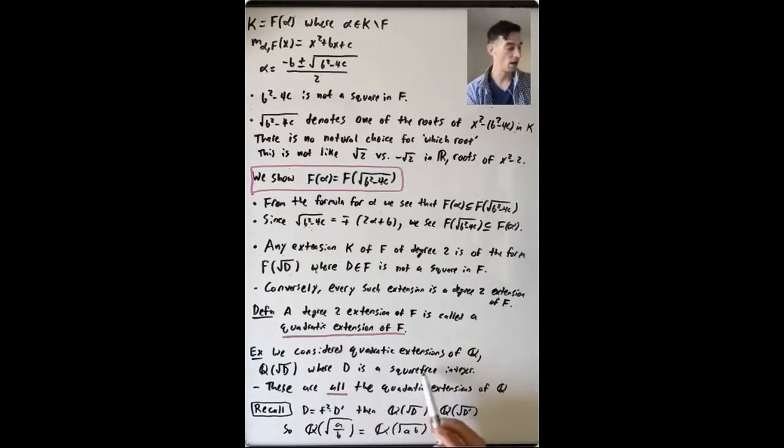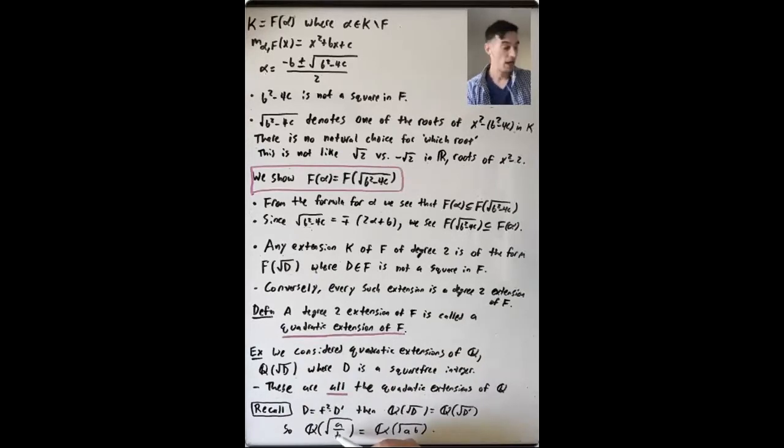So we just have to recall how we were able to restrict to the case of square-free integers. If you have a rational number d that is f squared times d prime, then we saw, if you just look at what the elements look like, that Q adjoin the square root of d is Q adjoin the square root of d prime. So if you take Q adjoin the square root of a rational number, you can take all the square factors and forget about them. They don't change the field that you get.